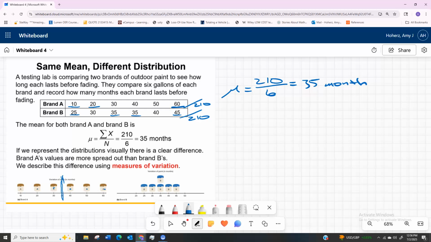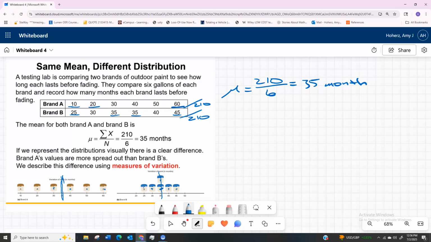And if we look at the other brand, we have 25 and 30 and 35 and another 35 and a 40 and a 45. It's still symmetric about 35. And so that's why the average for this one ends up being 35 also. But again, we can tell by looking at these two picture graphs that A is much more spread out in its numbers than B is.